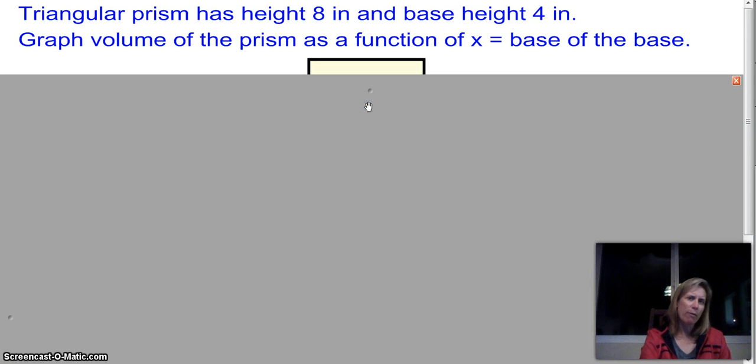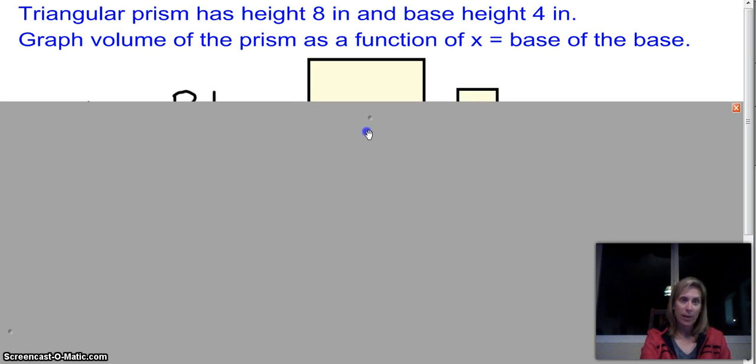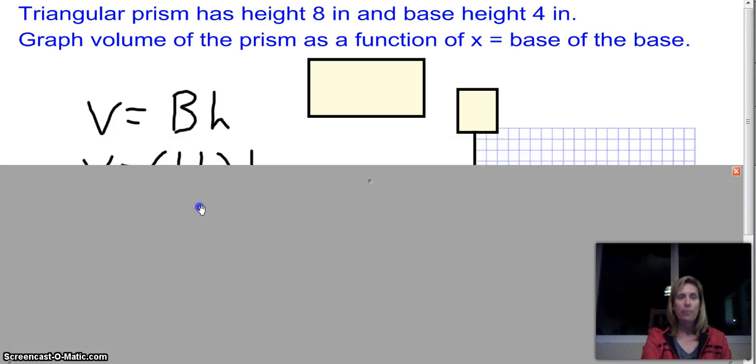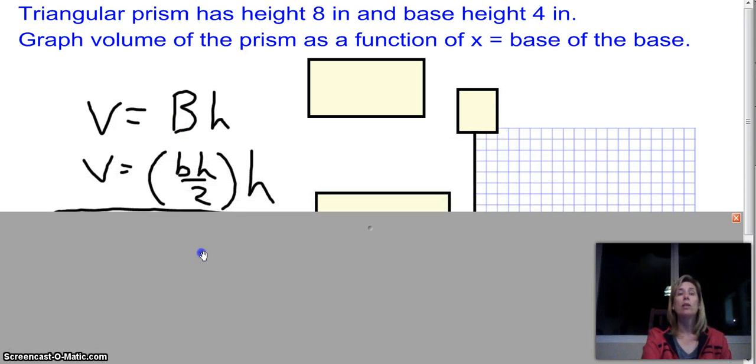So how do we find the volume of a prism? V equals base area times height. Good. So the next step, what kind of base area does a triangular prism have? It has a triangle. So the area of a triangle is BH over 2. Good. So we've got area of a triangle times height for volume.